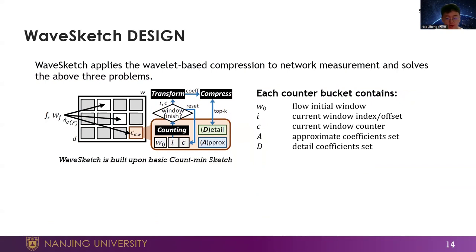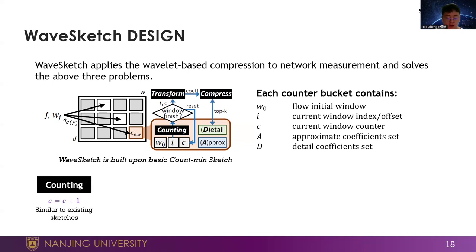WaveSketch is built upon a counting sketch with several rows of buckets. The difference is that each bucket is no longer a simple counter, but some variables used for wavelet transform. WaveSketch updates each bucket as follows. Firstly, a counting stage counts packets within a time window.